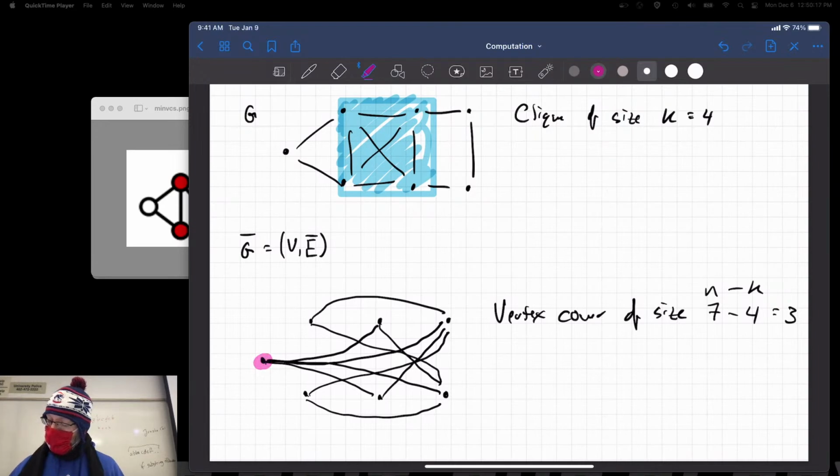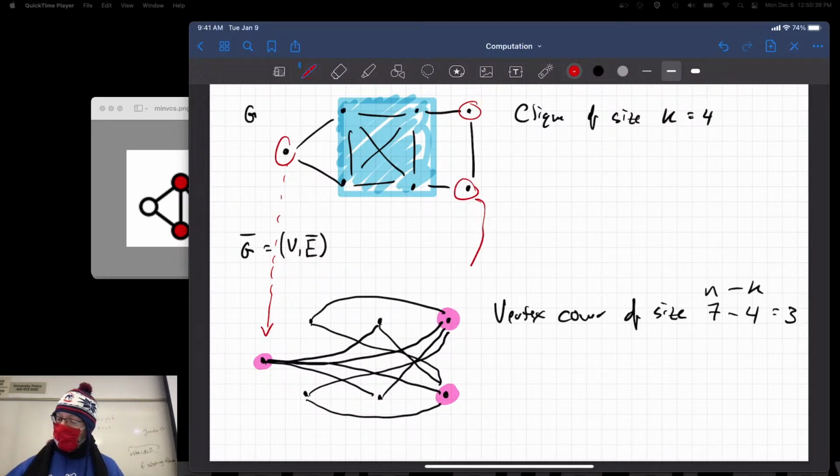Far left and the two far rights. Right? You can verify visually that this covers every single edge. What is the relationship between these two? Everything that was not in the clique over here, this and this, ends up being in the vertex cover of the complement graph. Right? That's a cool property.